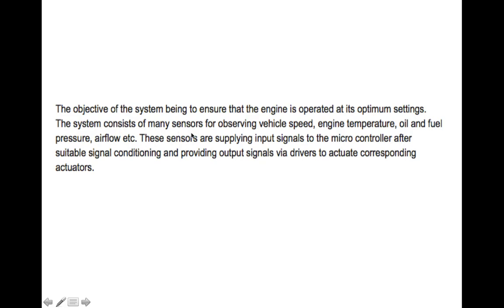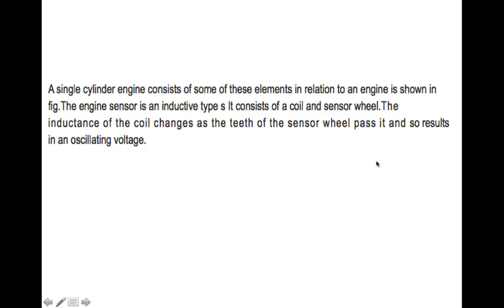So the system consists of many sensors for observing the vehicle speed, engine temperature, oil and fuel pressure, airflow, etc. These sensors are supplying input signals to the microcontroller, after suitable signal conditioning, and providing output signals via drivers to actuate the corresponding actuators. A single cylinder engine with some of the elements in relation to an engine is shown in the figure.